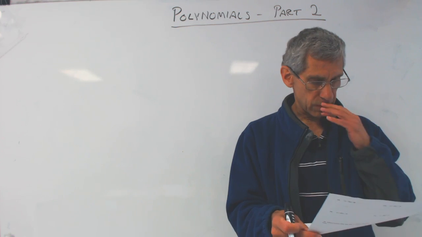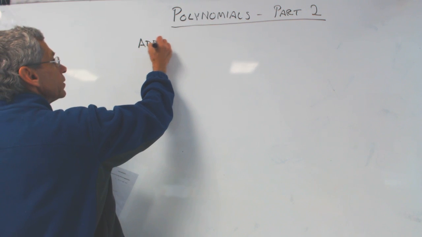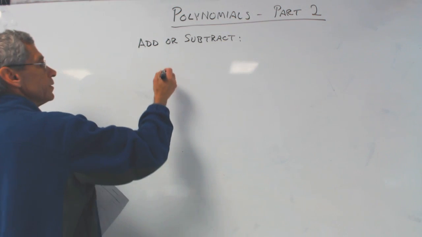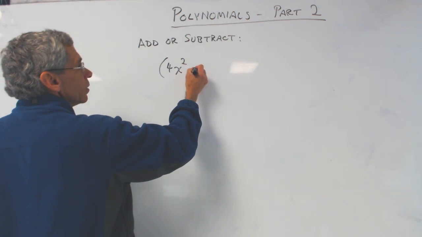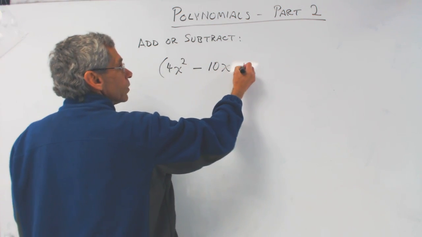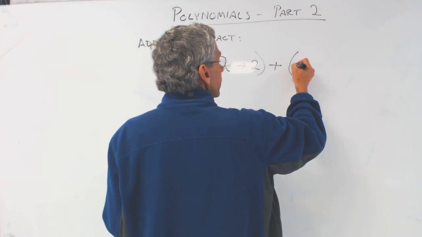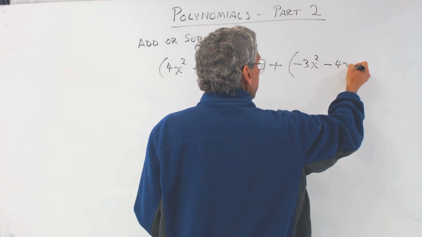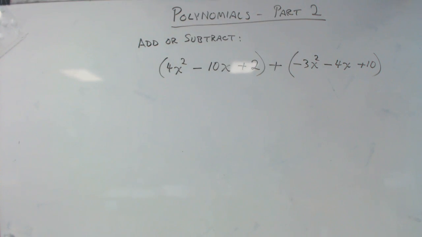All right, so there's a few things you can do with polynomials. You guys already know that part. Now, if I were to ask you to add or subtract polynomials, this is what you might see. Say 4x squared minus 10x plus 2, plus, and then in parentheses again, negative 3x squared minus 4x plus 10.